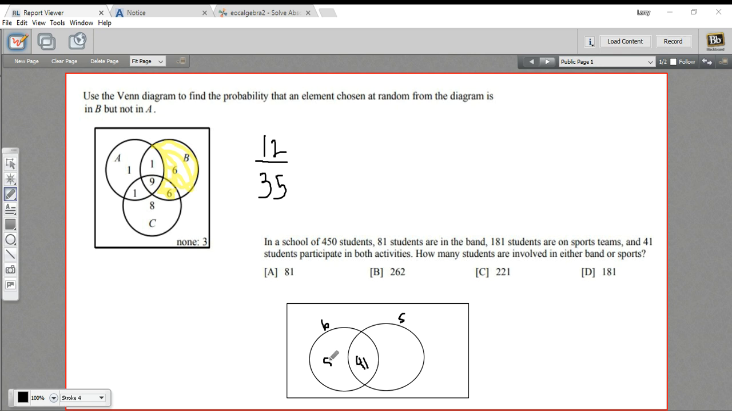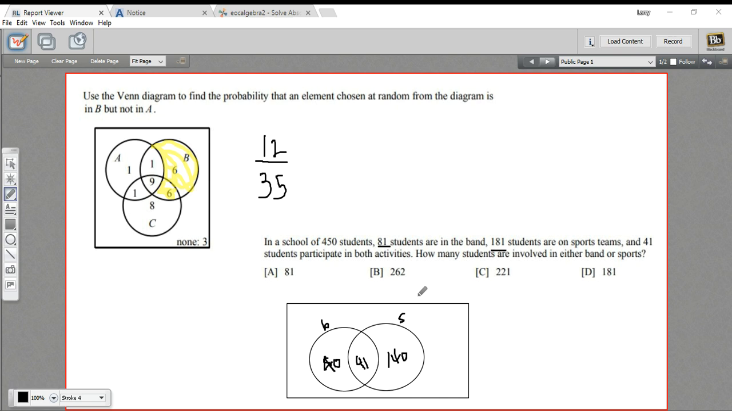And to figure out what number goes here, I have to take 81 minus 41. So that's actually going to be 40. So now the number of students in band is 40 plus 41. That's 81. That's what we've got. The number of students in both is 41. And then the number of students on the sports team is 181. Again, I have to subtract this 41 from it. That would be 140. So if we look at the circle of sports students, we'd get 41 plus 140. That would be the 181 that we've got there.